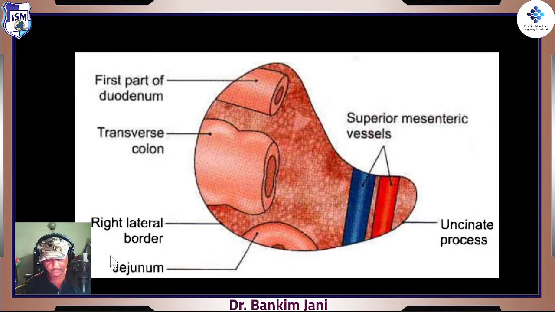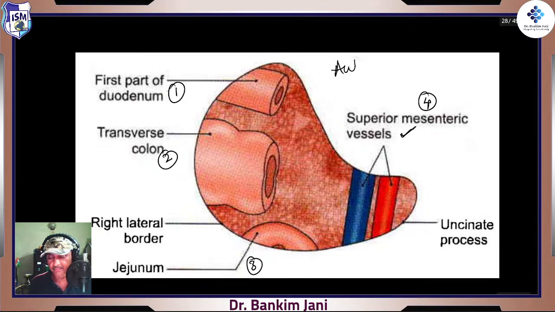So here it is, the first part of the duodenum, then there is the transverse colon because it would be in front. The superior mesenteric vessels are lying on that uncinate process, so this is a posterior structure. That's how the first part of the duodenum, the transverse colon, and the jejunal loops are lying over it, and these superior mesenteric vessels, that's the fourth one. These are all the anterior structures because our pancreas is posterior.